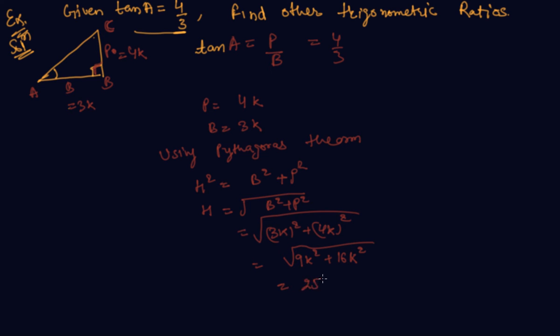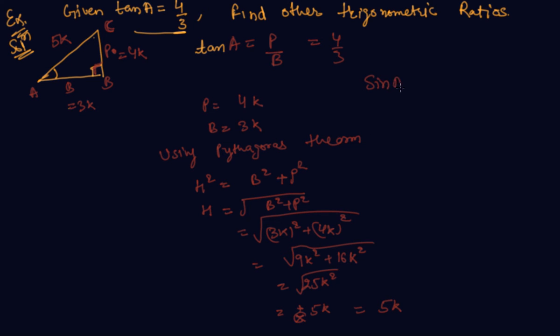This is 25k square. So if you take the square root of this, it will come out to be plus minus 5k. But the side length cannot be negative, so we will negate this. So the answer is 5k. So our hypotenuse is 5k. Now you can find all the trigonometric ratios.